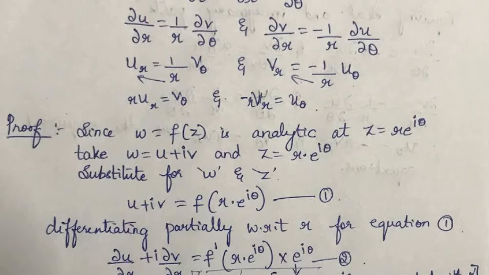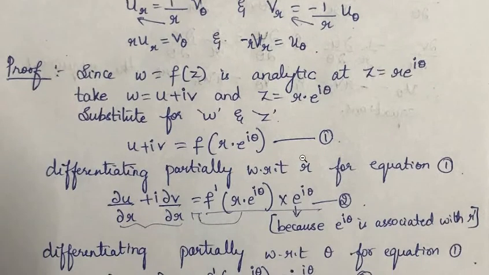Now we are going to differentiate partially with respect to r for equation 1. With respect to r only you have to differentiate. Partially means you should use dou. Wherever there are no r terms, just write ∂u/∂r. Why ∂r? Because we are doing it with respect to r. ∂u/∂r + i ∂v/∂r is equal to f becomes f', and r e^(iθ).